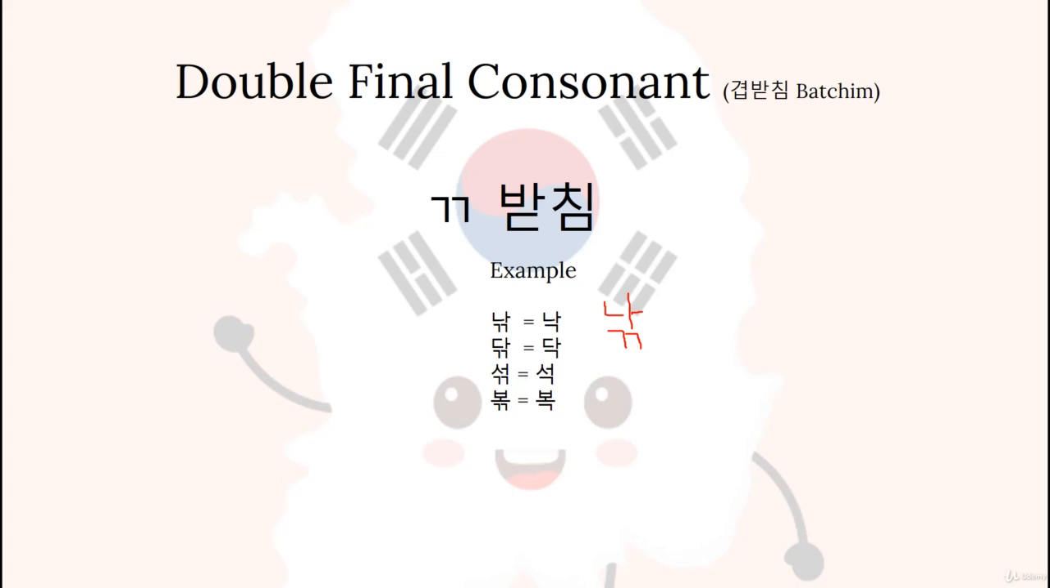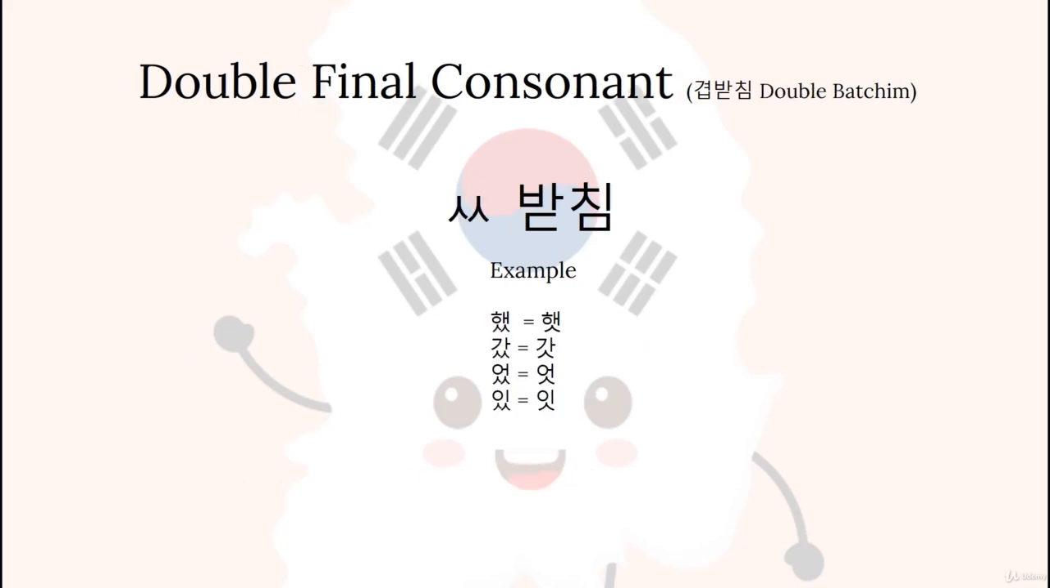Okay, and the next one. 석, and also 석. Sounds the same. 복, 복. Okay. They sound the same. So that's the double final consonant, the 겹받침.